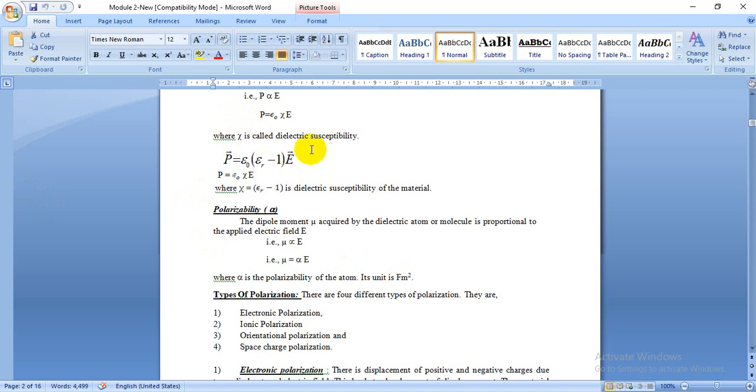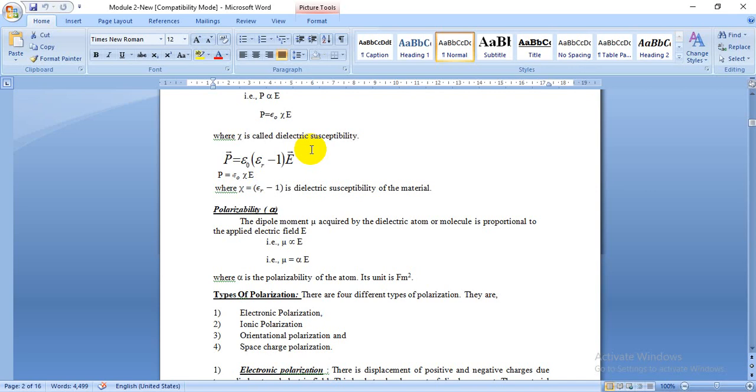The last and final formula is polarizability. The dipole moment acquired by the atom is directly proportional to the electric field E. The dipole moment is denoted by the letter mu, and it is directly proportional to E. To remove the proportionality symbol, we have introduced the constant called alpha. So mu is equal to alpha into E. What is the unit for polarizability? That is Farad meter square.